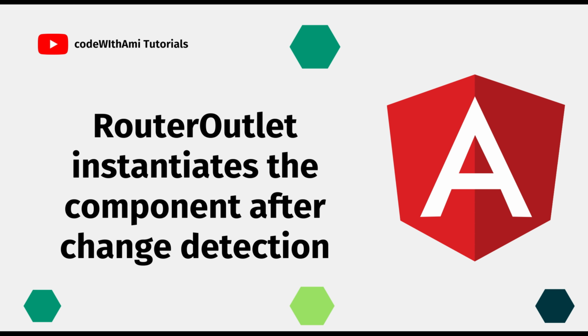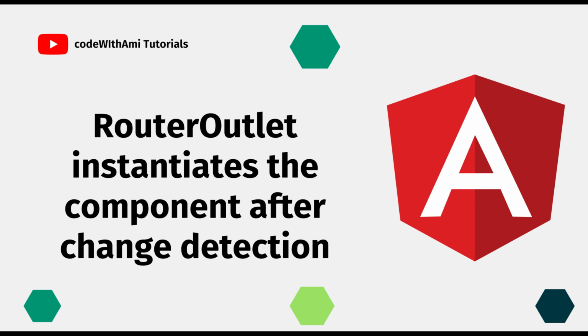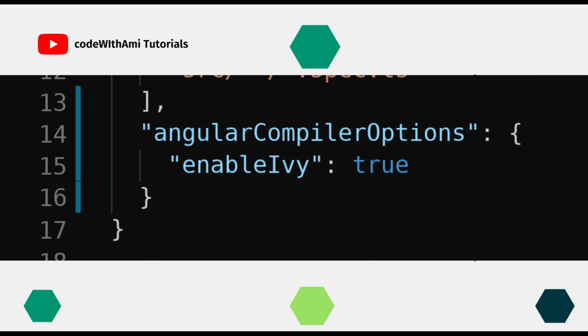The change could affect tests that do not trigger change detection after a router navigation, for example if your component's constructor calls router.getCurrentNavigation. This could also affect production code that relies on the exact timing of the component availability. Next thing is that the Angular compiler option enableIvy has been removed. Ivy is Angular's only rendering engine now.